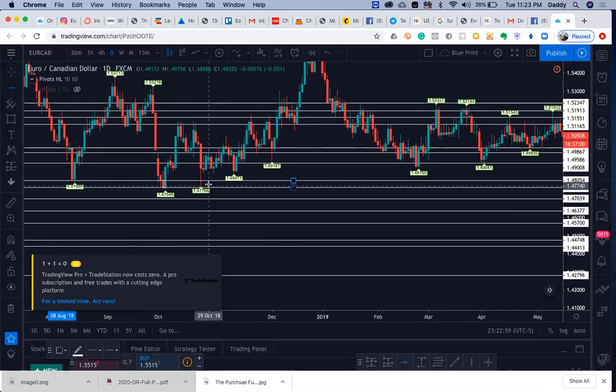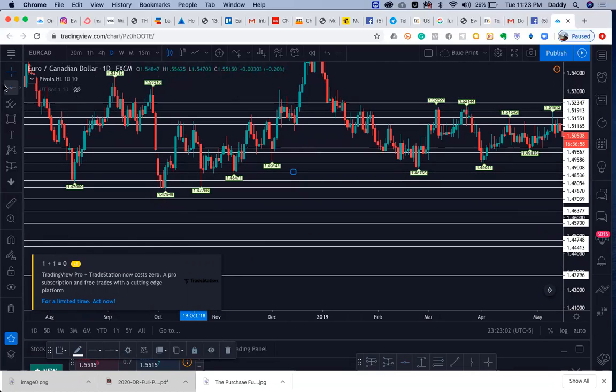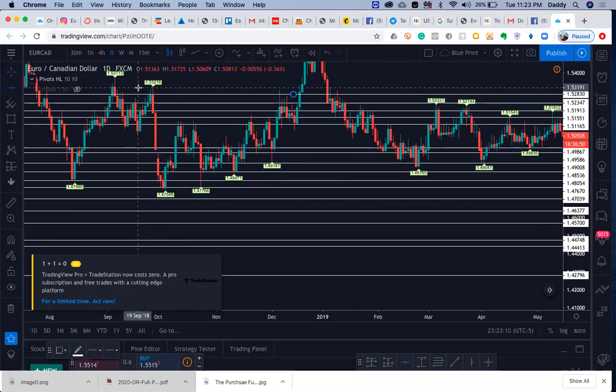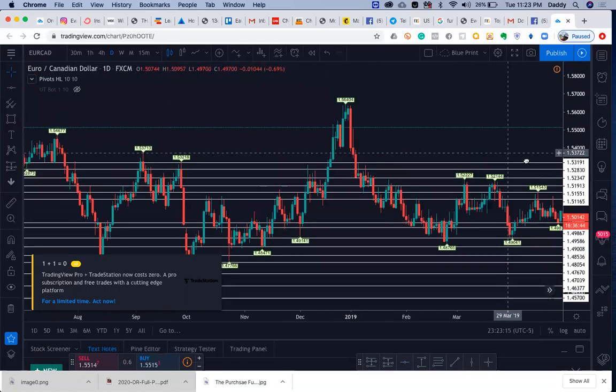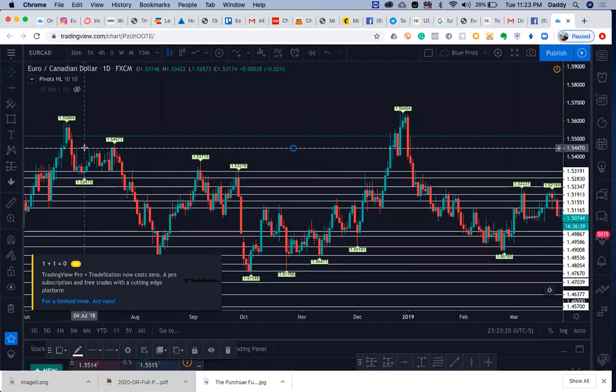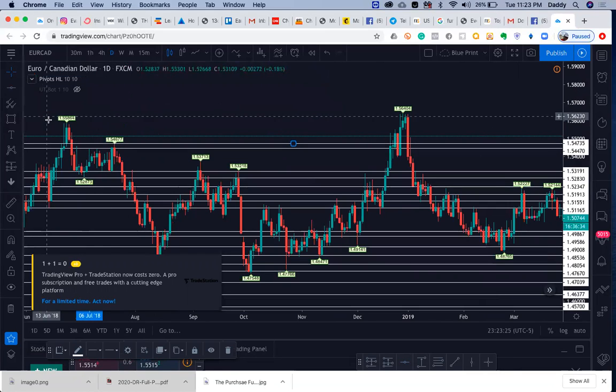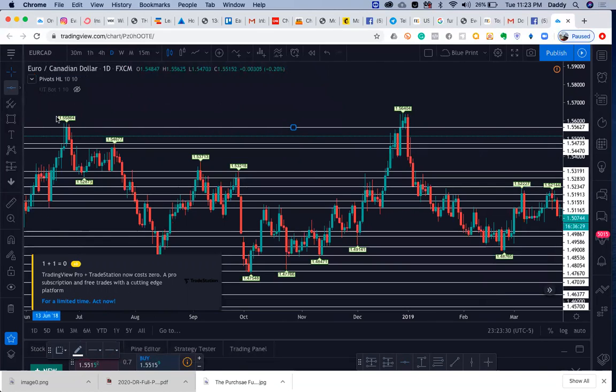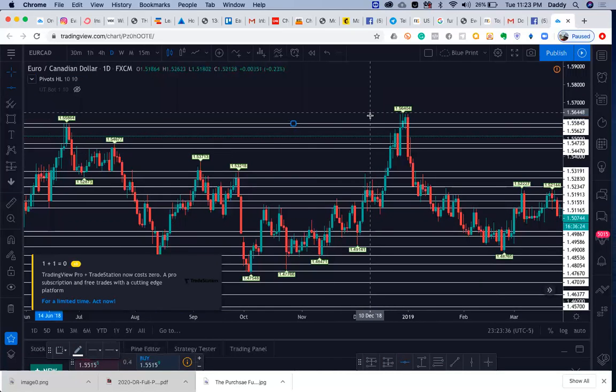If you notice, everywhere I'm going through, I'm marking the highs, the lows, the opens, and the closes. The highs, the lows, the opens, and the closes. Because if you're going to trade, you're going to have a very systematic process. And not only that, you're going to have to be consistent with your process.